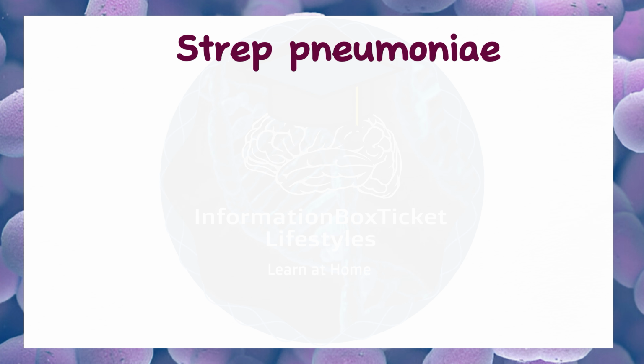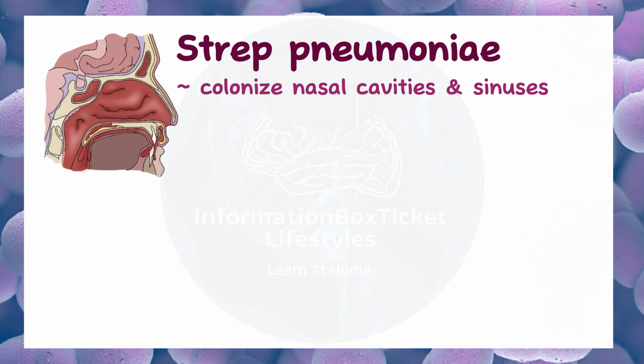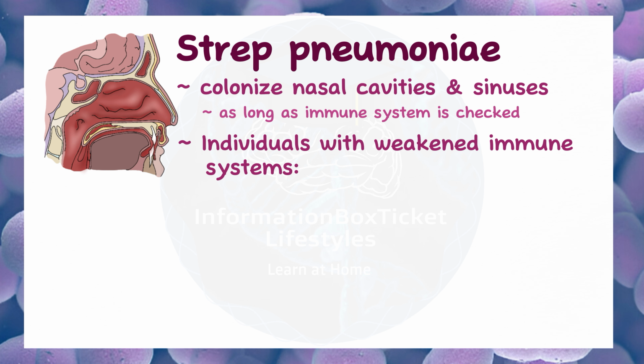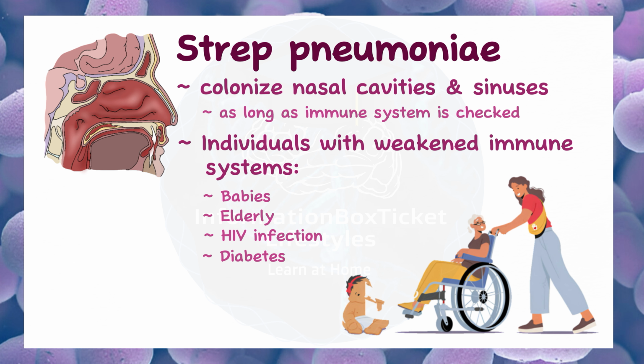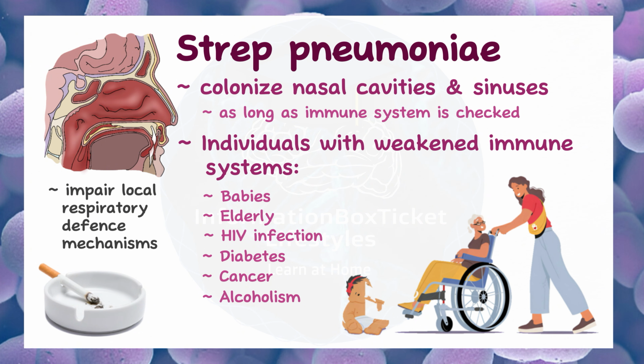The most remarkable element is that strep pneumoniae may quietly colonize the nasal canals and sinuses without causing harm, as long as the immune system keeps them in check, limiting their development and preventing them from moving to other regions of the body. Individuals with weakened immune systems, such as babies and the elderly, are more vulnerable to illness. HIV infection, diabetes, cancer, and alcoholism are all immune-suppressing diseases. Furthermore, certain hazardous chemicals and cigarette smoke might impair local respiratory defense mechanisms, rendering people more vulnerable to strep pneumoniae infections.